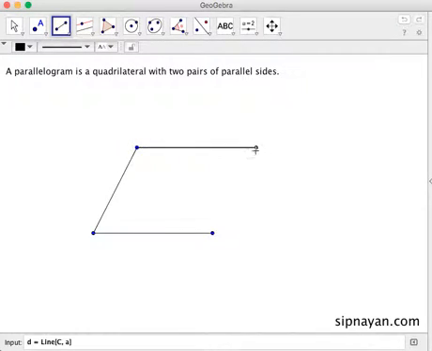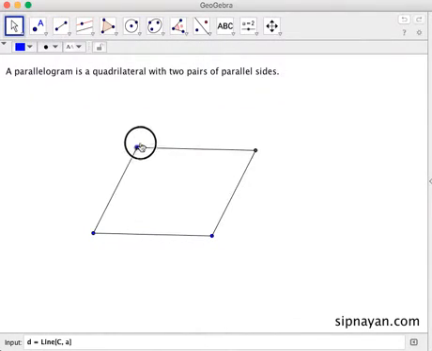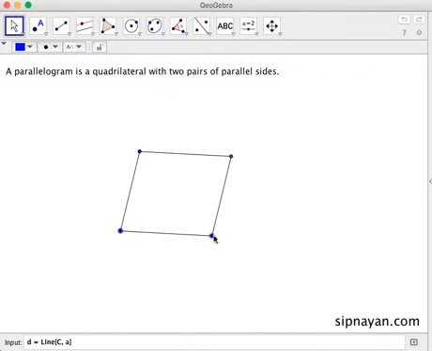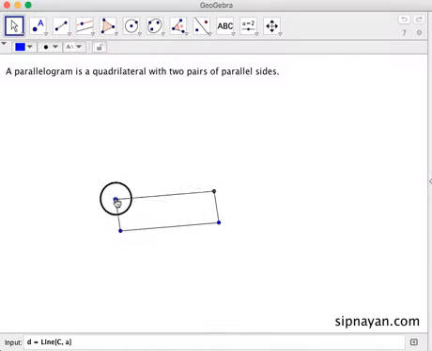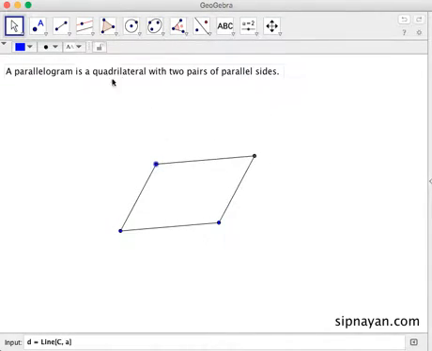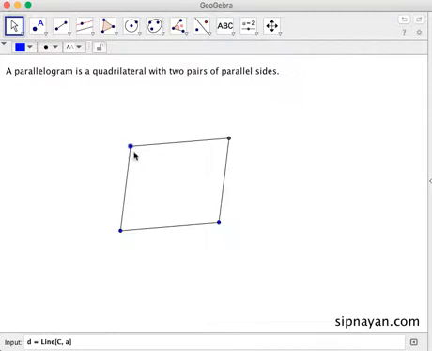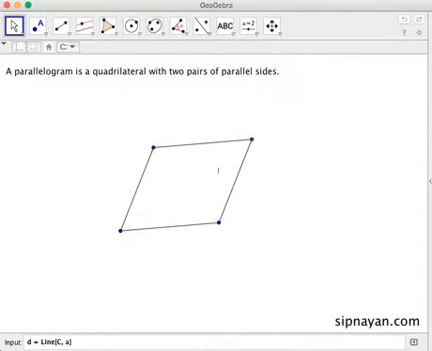And then to connect these points. 3 points. And we have our parallelogram. So, notice that kahit anumang gawin ko dito, na-maintain yung relationship na parallel yung opposite sides. Okay? So, ano kayang mga properties ng parallelogram sa tingin ninyo?